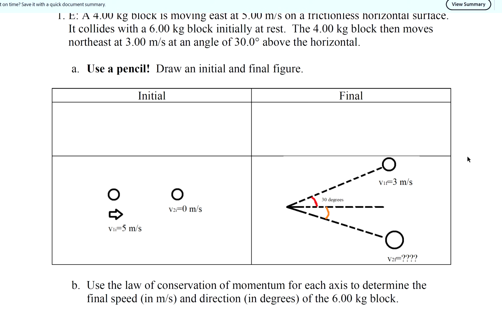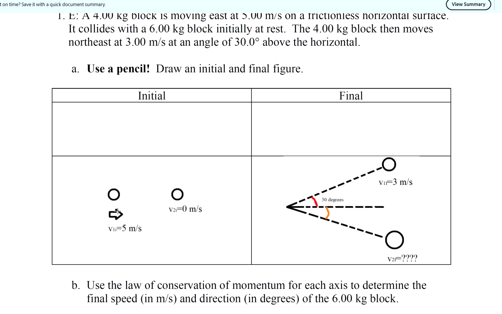Now the law of conservation of momentum says that the total momentum horizontally initially equals the total momentum horizontally at the end. So if the total momentum in the beginning is to the right, then the total momentum at the end is going to be to the right, meaning we add up the momentum of both masses.